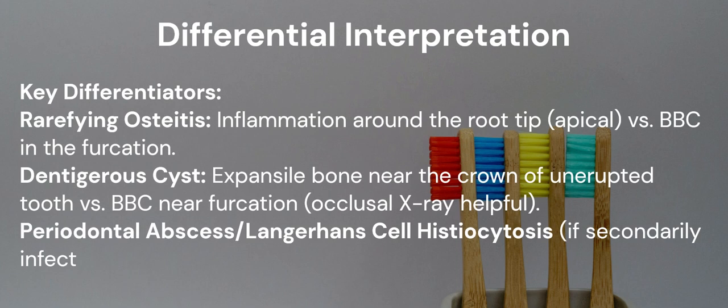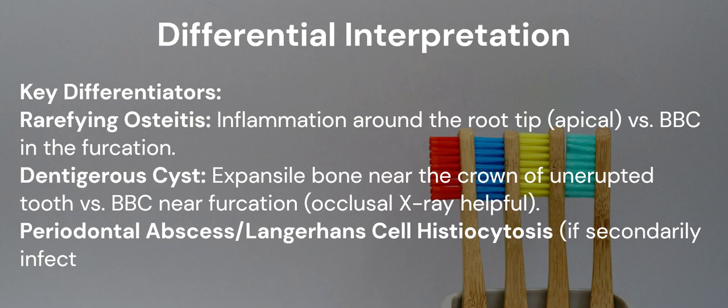The major differential interpretations of the buccal bifurcation cyst include rarefying osteitis and dentigerous cyst. Rarefying osteitis can easily be excluded because the epicenter of periapical inflammatory disease is located apical to the root apex of the involved tooth, whereas the epicenter of the buccal bifurcation cyst is located within the furcation. Although obliquity of the X-ray beam may superimpose the cyst near the crown of an unerupted, developing molar, the occlusal image will readily show the expansile nature of the bone to be adjacent to the molar furcation.